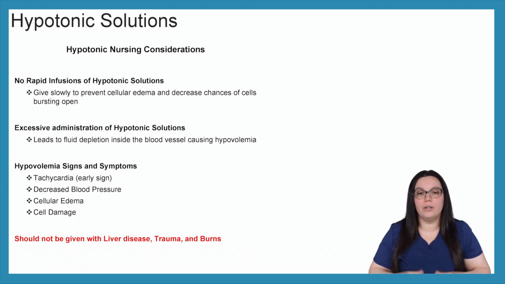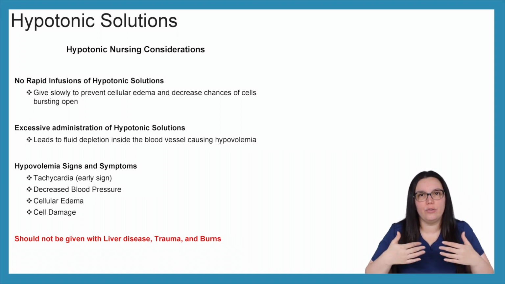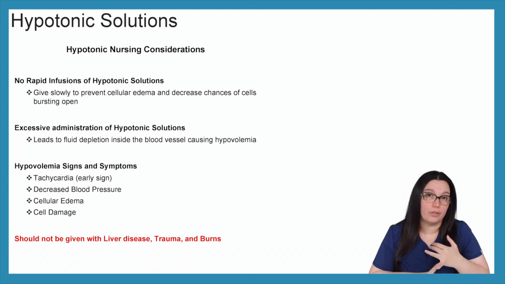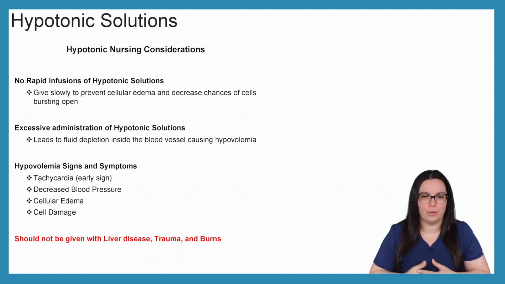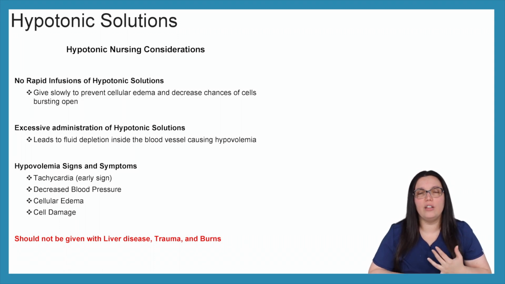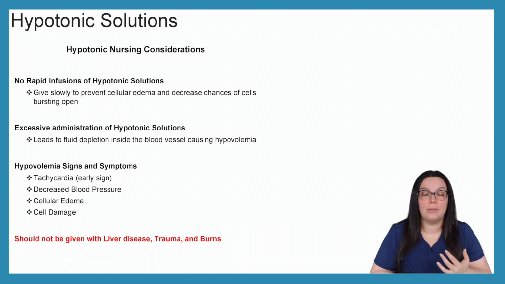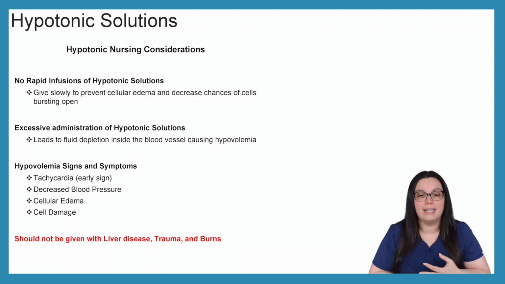Like we talked about before with hypotonic solutions, the solution is shifting inside the cells. So if we just got fluids that are continuously shifting inside of our cells, one, they're going to burst open, and two, we're going to have that depletion inside the blood vessel because it's not where it's supposed to be. And lastly, we want to look for hypovolemia signs and symptoms, because it can cause hypovolemia due to the shifting inside the cells. So we have tachycardia as always an early sign that we've got some hypovolemia occurring. Decreased blood pressure. You also might see cellular edema as well as cell damage.